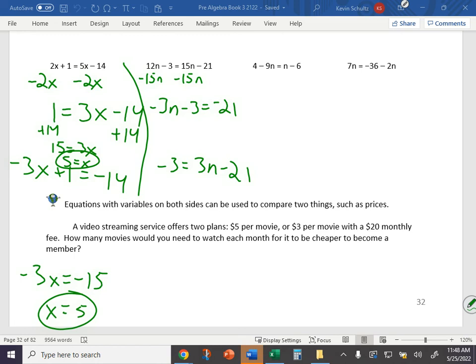And what do you get when you finish solving this for your value for n? Kate? N equals 6. I did not get that.